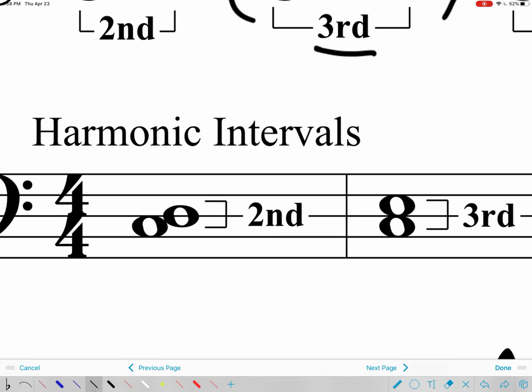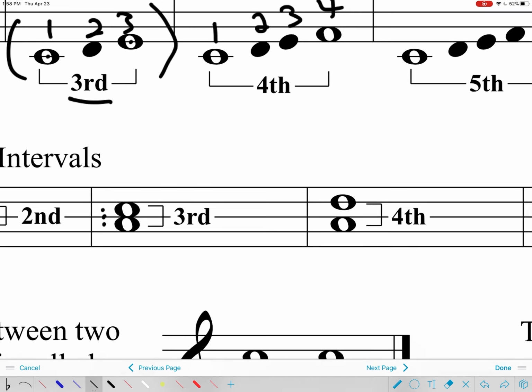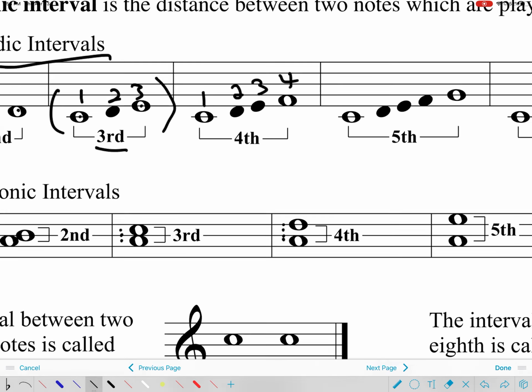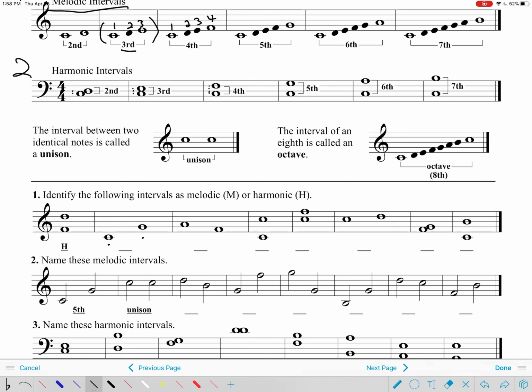So here we've got a span of a second, 1, 2, space, line. And then the next example is a third, 1, 2, 3. And again, 1, 2, 3, 4. That's a fourth. The interval between two identical notes is called a unison. And the interval of an eighth is called an octave.